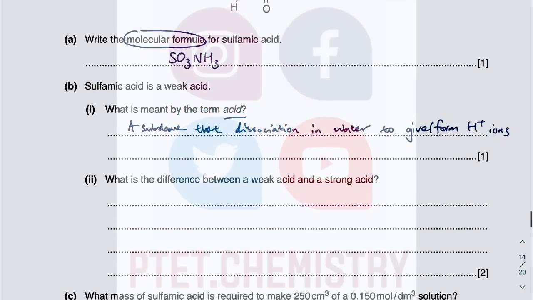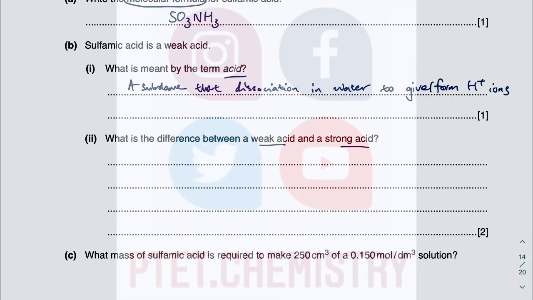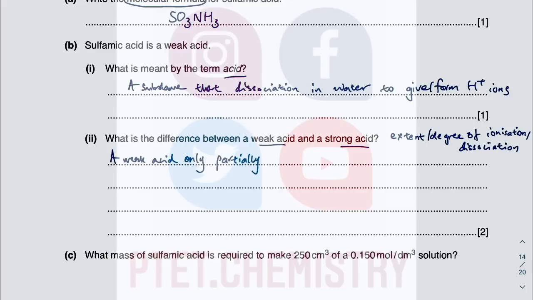Alright. Now, in terms of a weak acid and strong acid, it is to do with the extent or the degree. Degree of what? The degree of ionization, meaning how much H plus do you form, or you can talk about the degree of dissociation into the H plus. So a weak acid only partially dissociates. The word dissociates means break into, or we can say partially ionizes into H plus ions in solution.